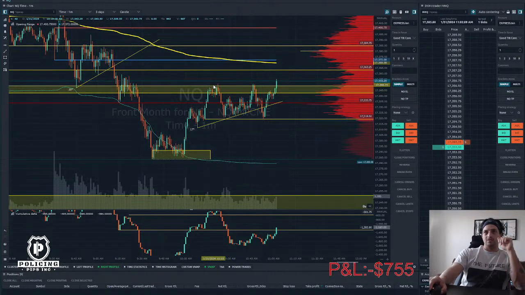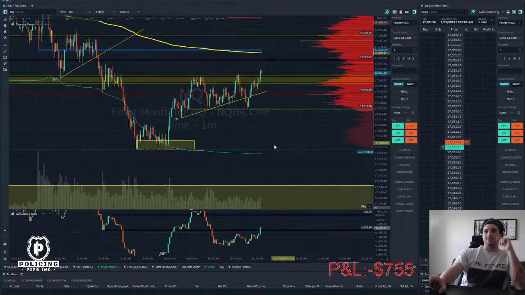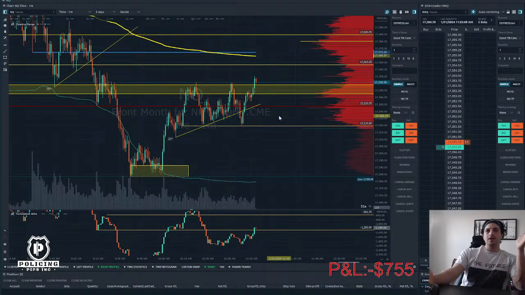Also here, another good setup that didn't quite get the follow through that we wanted, so we ended up getting stopped out for full loss on it. So overall, like I said, executed on our plan. Just sometimes you lose money.